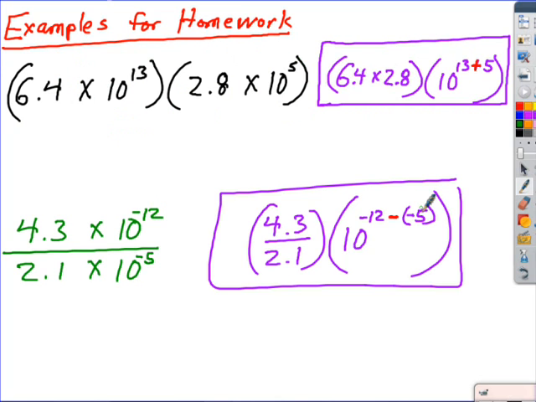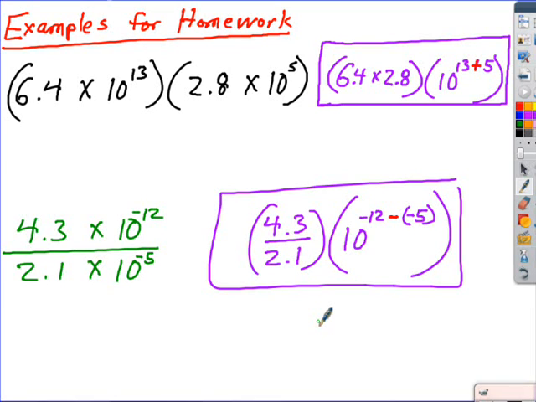So you can leave this screen up as examples as you do your homework, and don't forget, when you're multiplying, you're adding, and when you're dividing, you're subtracting the powers, but with the numbers, you multiply the numbers when you multiply and divide the numbers when you divide. This is exactly what your homework answers should look like.